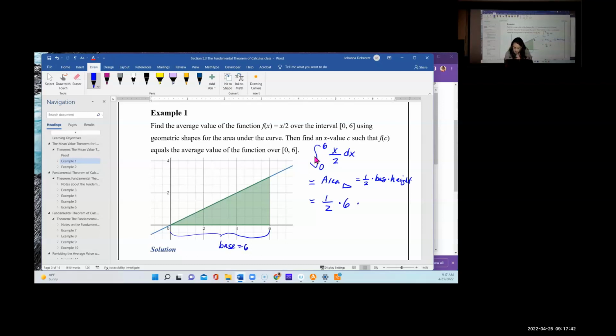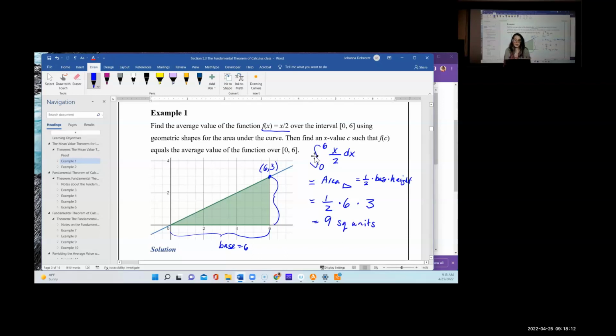And if we measure the height, which is right here, we can see that this point on the curve right there is at (6, 3). Because again, the function is x divided by 2. So when x is 6, 6 divided by 2 gives you 3. So the height is 3. This gives us half of 18, which gives us 9 square units of area.